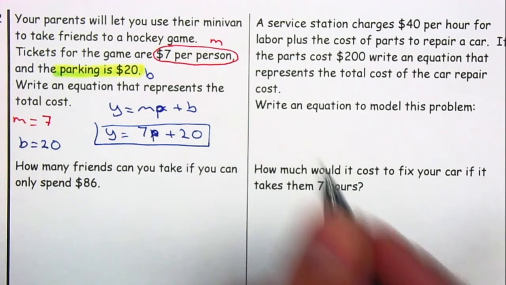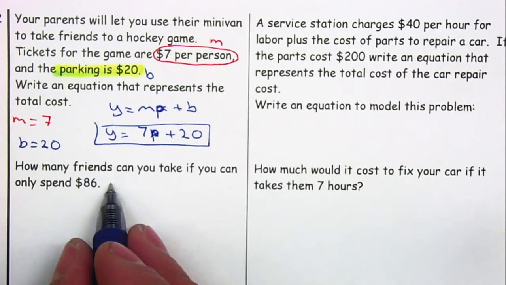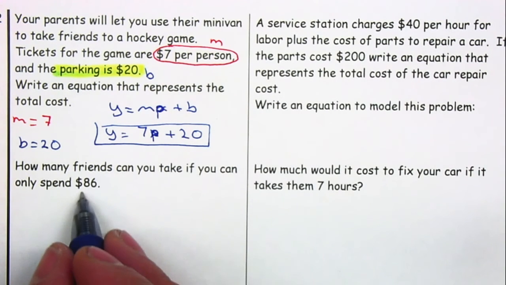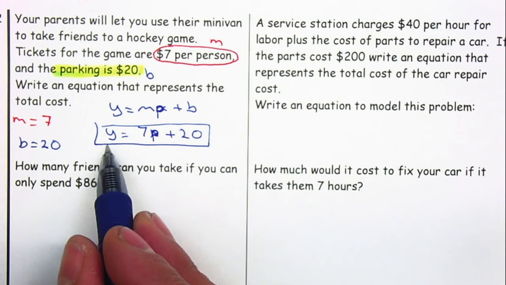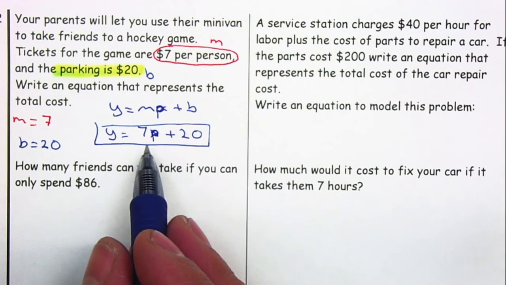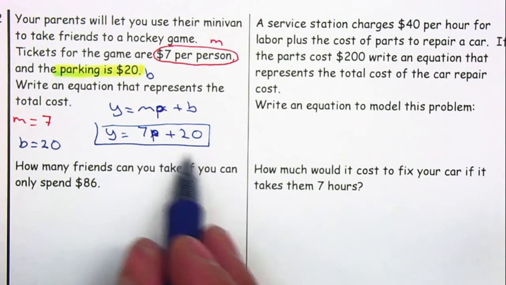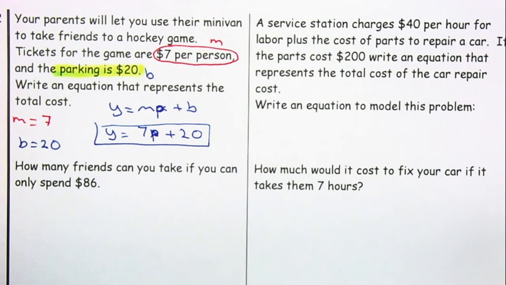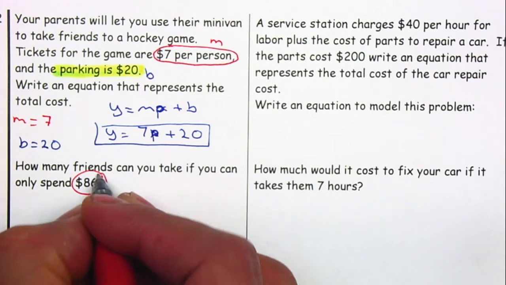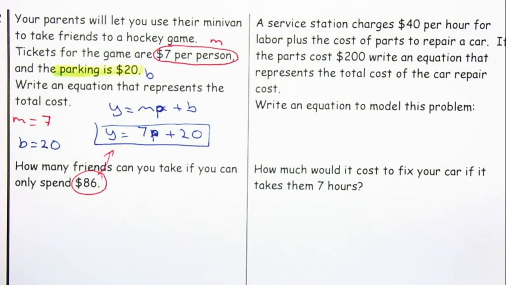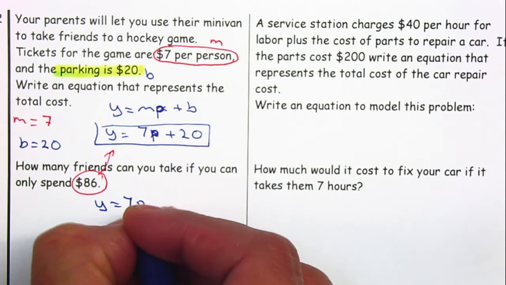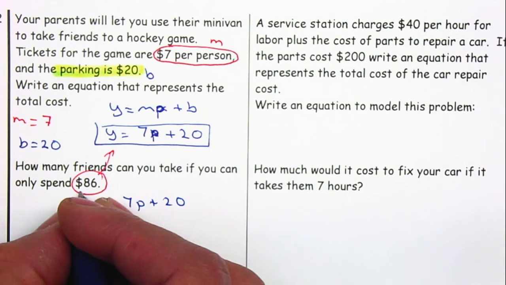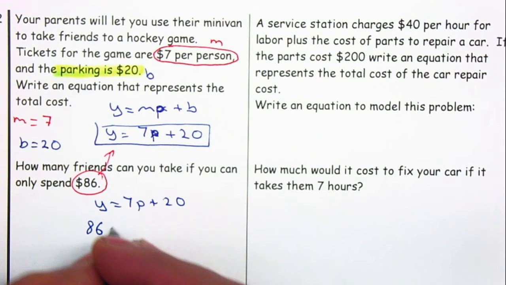We wrote it down. Now the next part of the problem is, how many friends can you take if you can only spend $86? So am I going to substitute $86 into the P, or am I going to substitute $86 into the Y? Remember, this is the amount that you are paying, so that'll be the Y. So I'm going to take the 86 and substitute it into the Y. Let me write this down. Y is equal to 7P plus 20. I'm going to plug in that 86 for the Y.